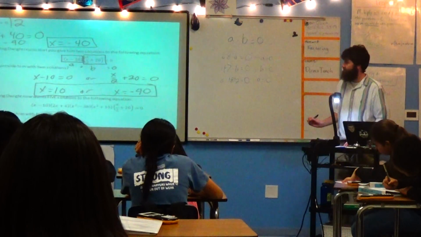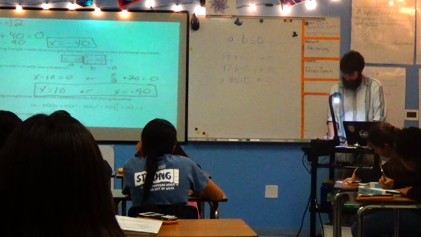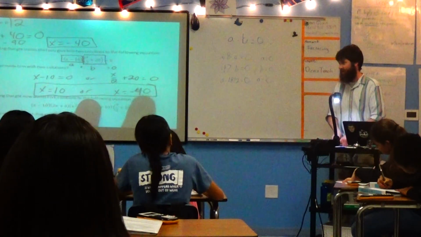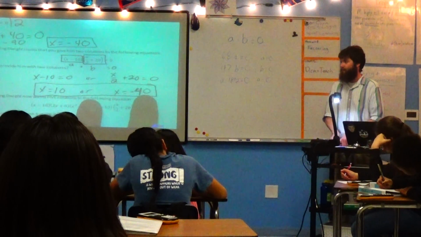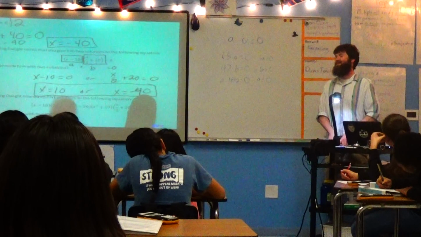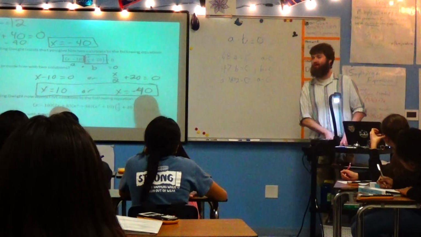Wait, or? What does that mean? Like x could be equal to 10, or x could be equal to negative 40. Because we need one of them to be 0. But there's always going to be 2 possible answers. Not always, most times. You'll see, I'll talk about that in a little bit.